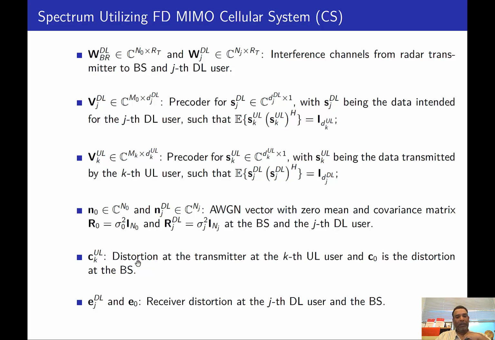This is the distortion at the transmitter at the kth uplink user. This C node is the distortion at the base station transmitter as well. These are the receiver distortion at the jth downlink user and the base station receive antennas.